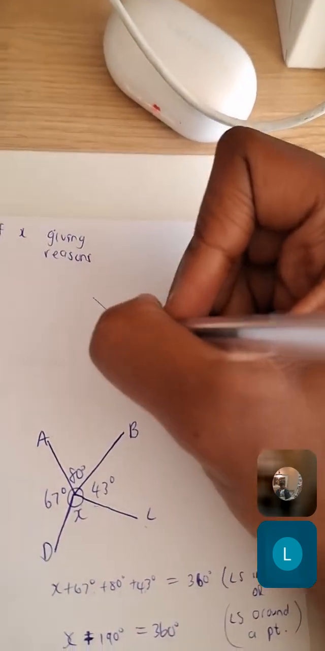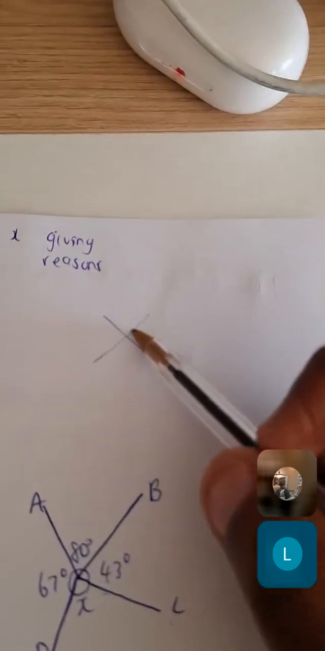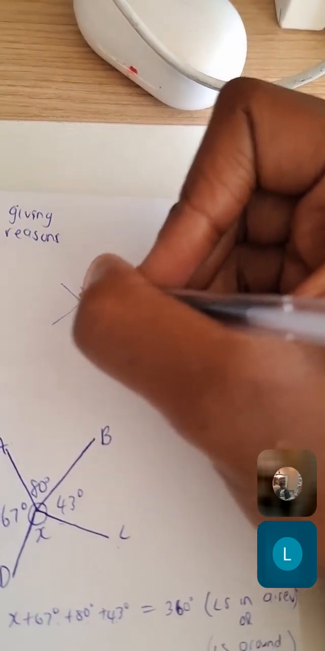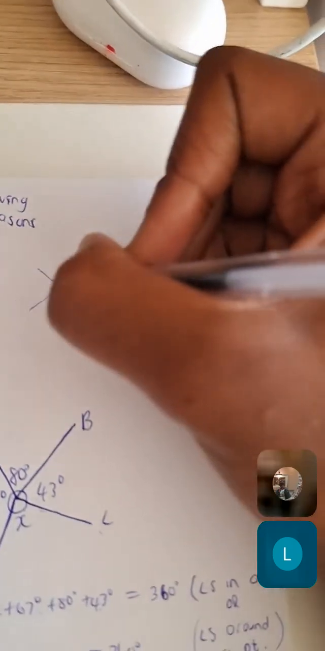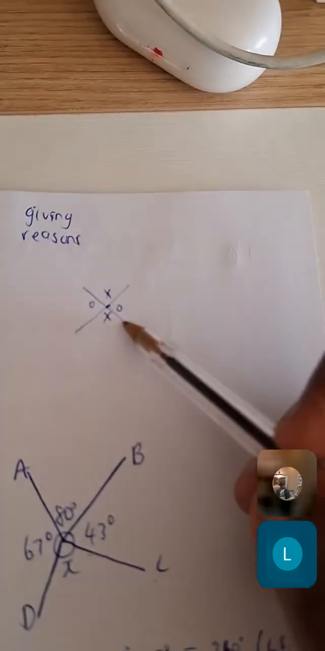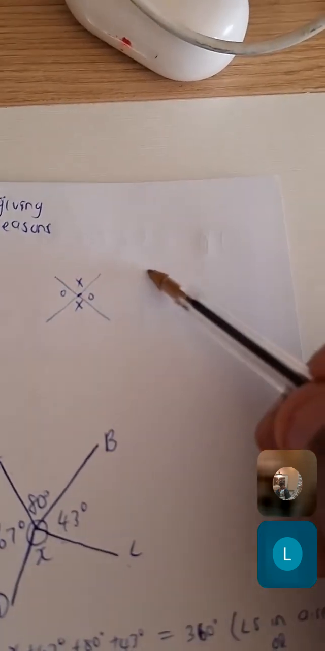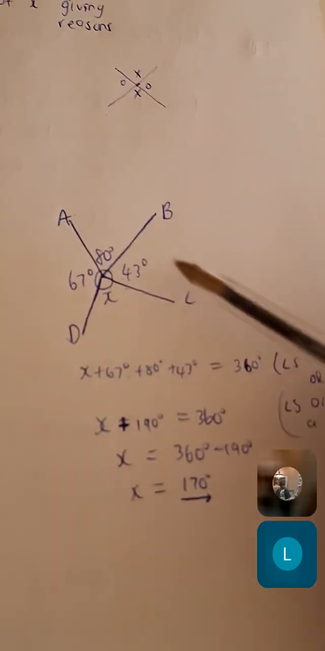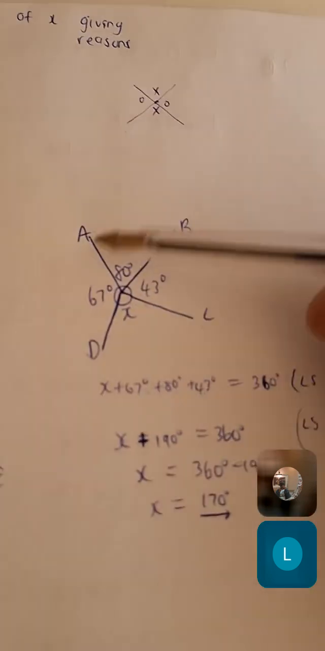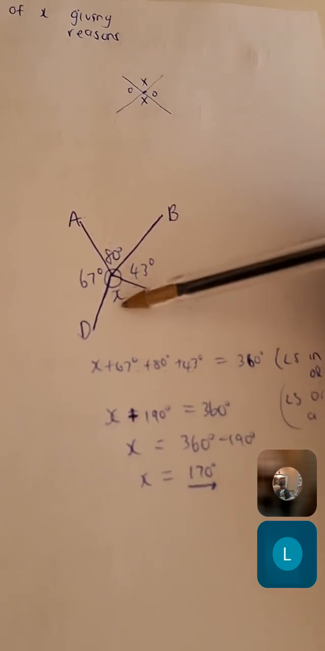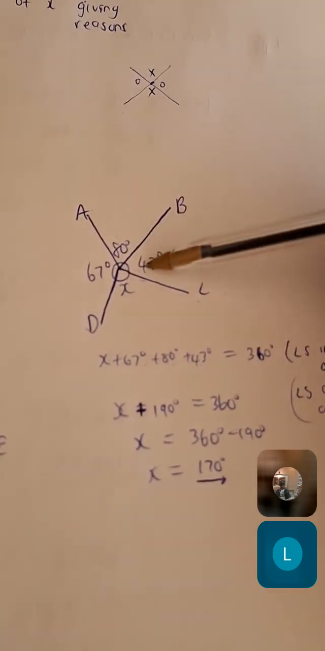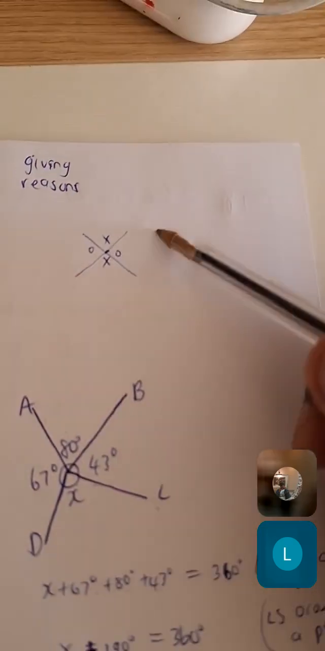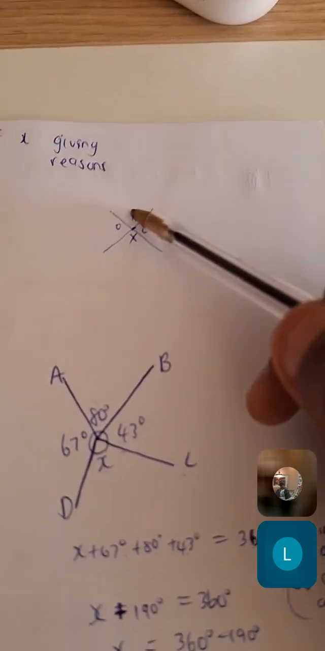Remember, the whole idea of vertically opposite angles has to do with two straight lines which intersect each other. Then, of course, this angle will be equal to that one, and that angle will be equal to that one. If the two lines are both straight and they intersect, you can say that. But for this one, BOD and AOL, the one line is not straight, so you can't say this angle and this angle are vertically opposite. Vertically opposite angles has to do with two straight lines that are intersecting, all right? Then you can say that relationship exists.